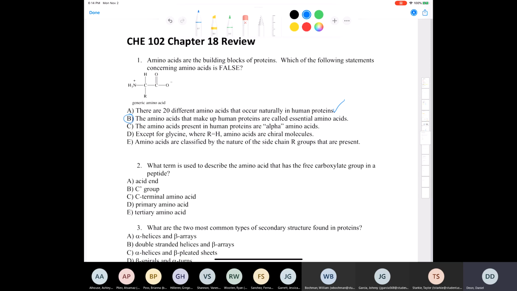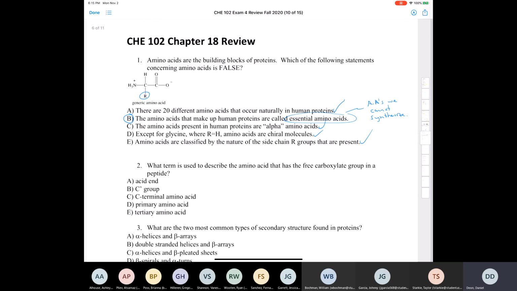Remember, there are essential amino acids and non-essential amino acids. The non-essential amino acids are ones that we can synthesize in our body, but essential amino acids are amino acids that we cannot synthesize. The amino acids present in human proteins are alpha amino acids. Yes. Except for glycine, where R is equal to H, amino acids are chiral. Yes. Amino acids are classified by the nature of their R group. Absolutely true. Okay, so the answer is B.